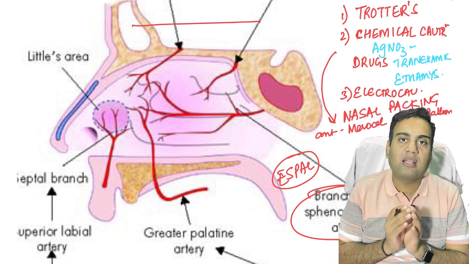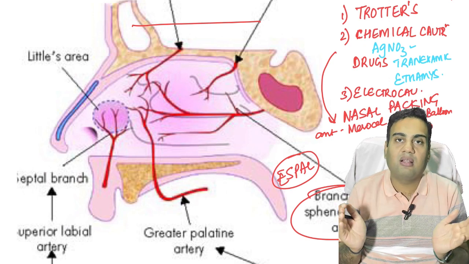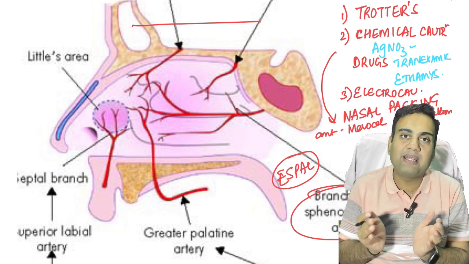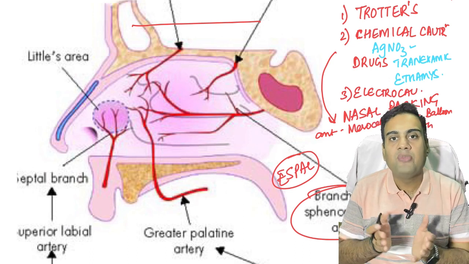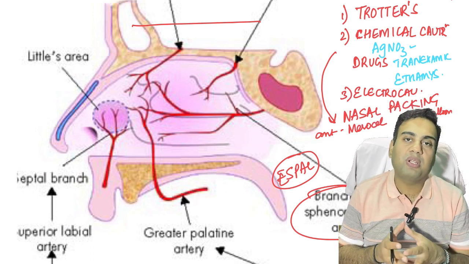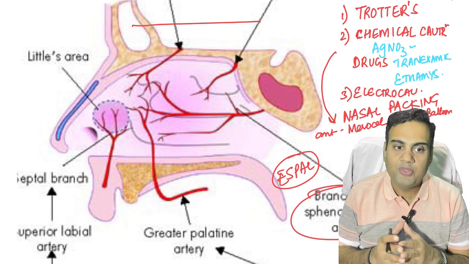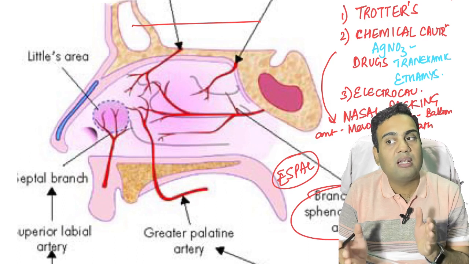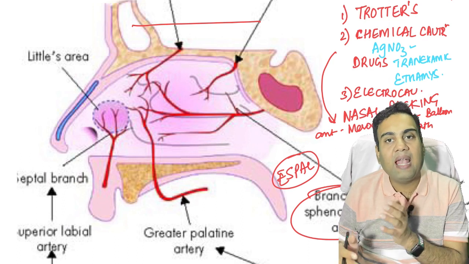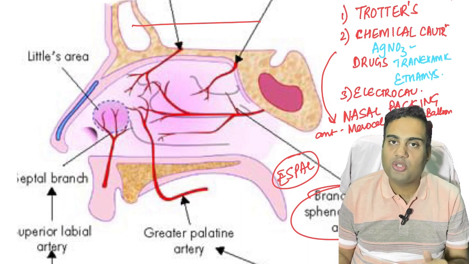So that completes our entire concept of nasal septum and its diseases, its blood supply, its arterial, its nerve supply, and the different anatomical aspects of septum. In the next video, we are going to talk about the lateral nasal wall and rhinosinusitis. So stay tuned. Thank you.